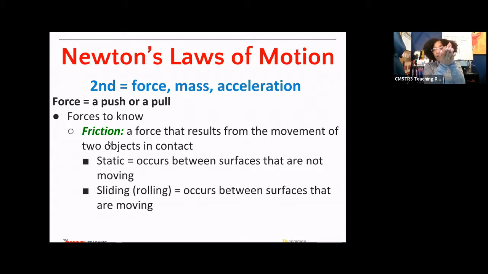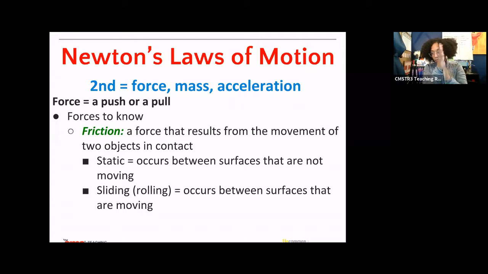When you have two objects in contact with one another, there is a frictional force between them. The two different types of friction are static and sliding. So if you have two objects that are not moving, they're kind of stuck there in limbo, that is static friction. If you have two objects that are sliding past one another, you now have sliding friction. But if two things are in direct contact, that is friction.